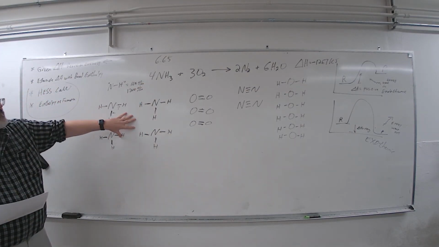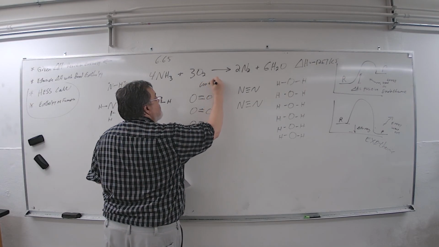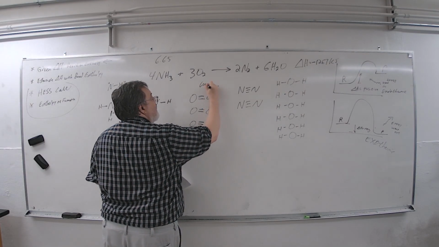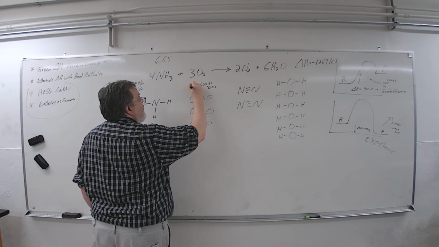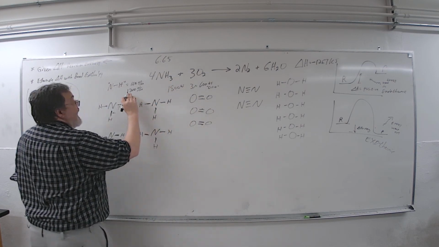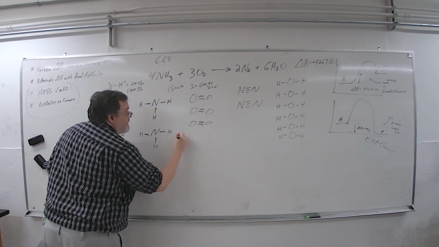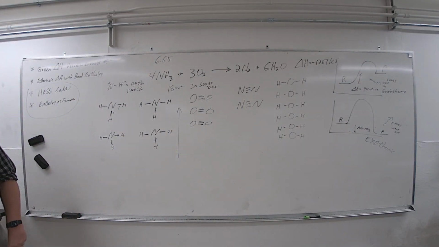To break those bonds, and let's say this one was 600 kilojoules to break one O to O double bond. Multiply that by 3. So 1,800 kilojoules to break those. Add the 1,200 and the 800. That's your estimate for the activation energy. See what I'm saying?